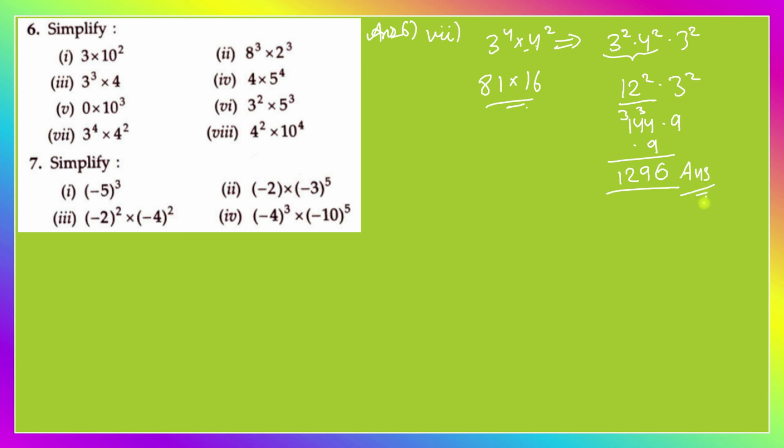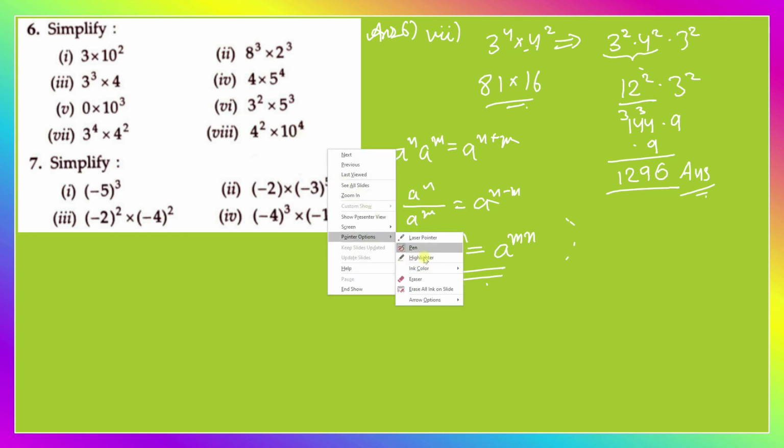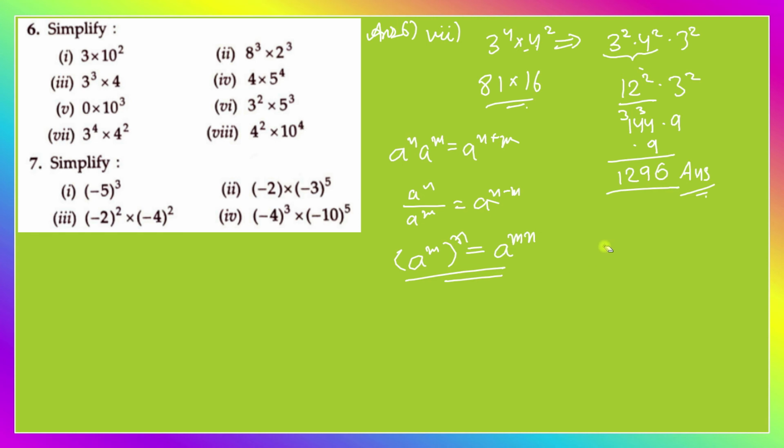Okay friends, if you're not able to understand what I am combining, it is the laws of exponents. a to the power of n into a to the power of m equals a to the power of n plus m. a to the power of n upon a to the power of m equals a to the power of n minus m. And a to the power of m whole to the power of n gives me a to the power of mn. So these are the 3 laws of exponents, and this may help you understand what I am talking about. Now let me clear up the board a little bit so you can see clearly. So I'm just removing the laws of exponents.